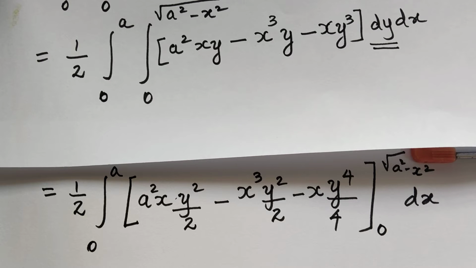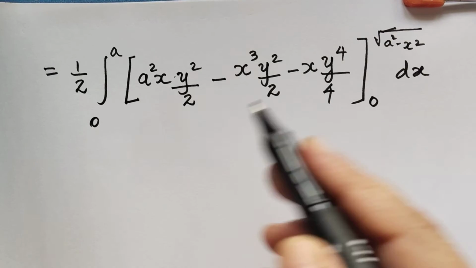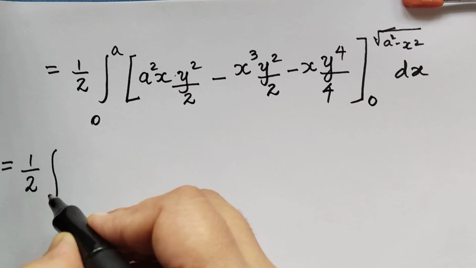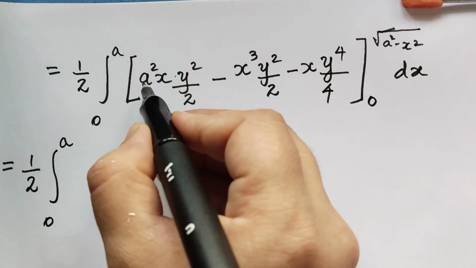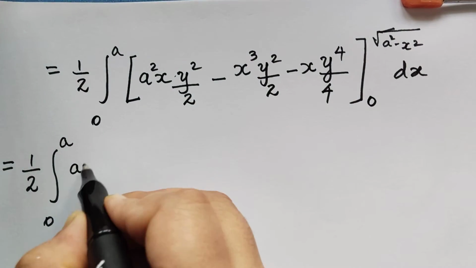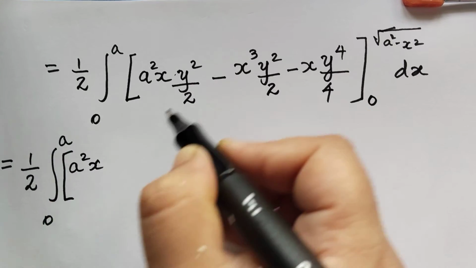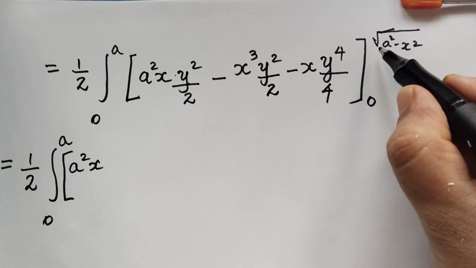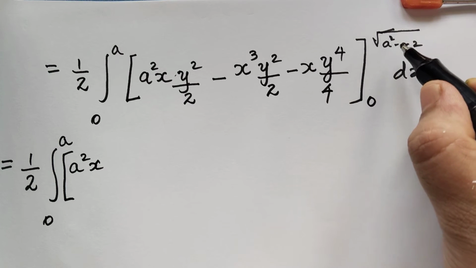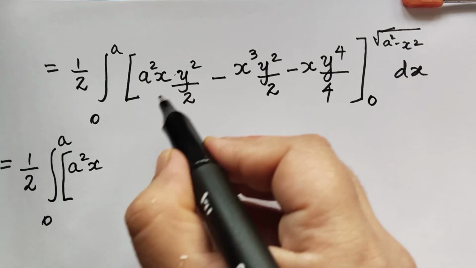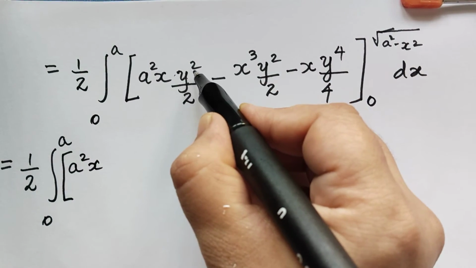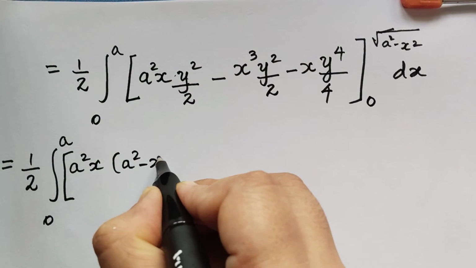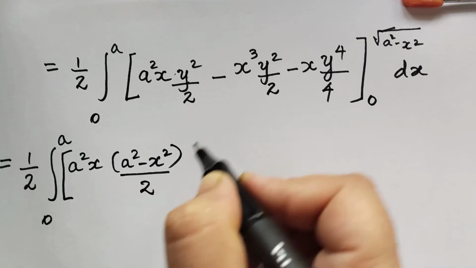Now we shall proceed further. Now we have to proceed further by applying the limits. So this will be equal to 1 by 2 as it is, integral 0 to a. Now this a square x will come as it is. And what about y square? At the place of y, we have to apply the upper limit. Upper limit is what? Square root of a square minus x square. So when we apply it and square it, since we have y square over here, the square root will vanish and we will be getting a square minus x square divided by 2, minus.